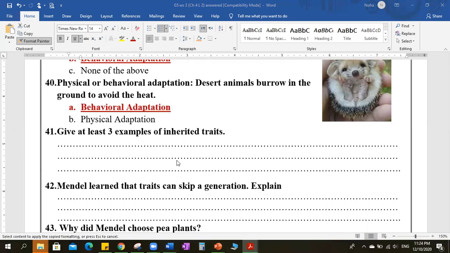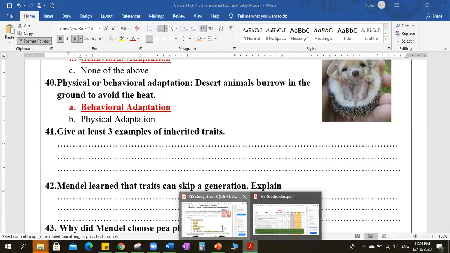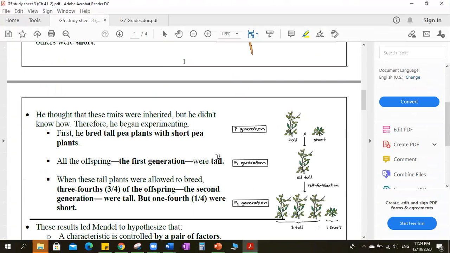The next question says, Mendel learned that traits can skip generations. How did he learn that? Well, because the trait responsible for being short did not appear in the first generation. It only appeared in the second generation. That means some of the traits can skip a generation if they are recessive, for example, in this case, and appear in the next one. That's what happened in his experiment.